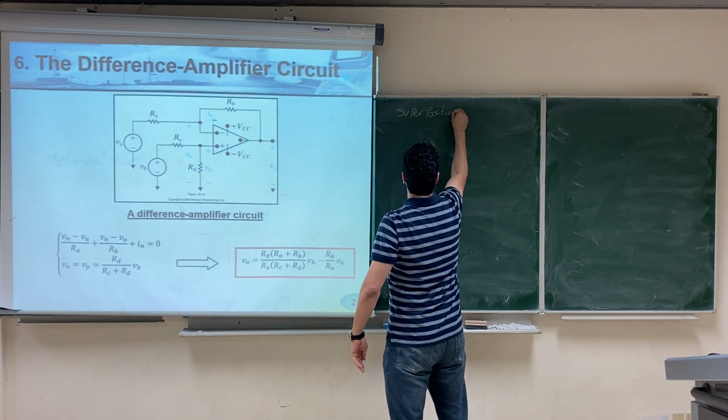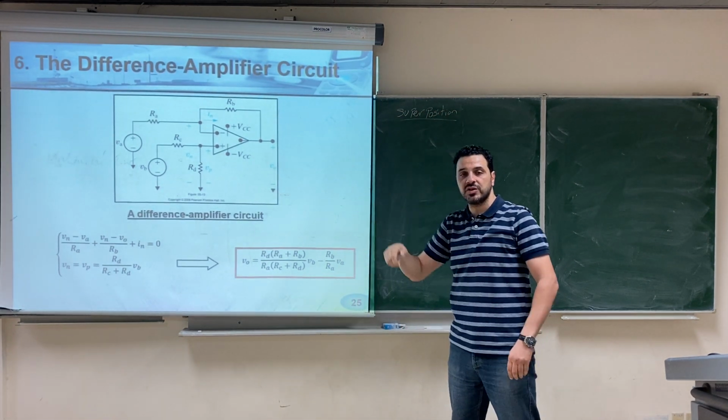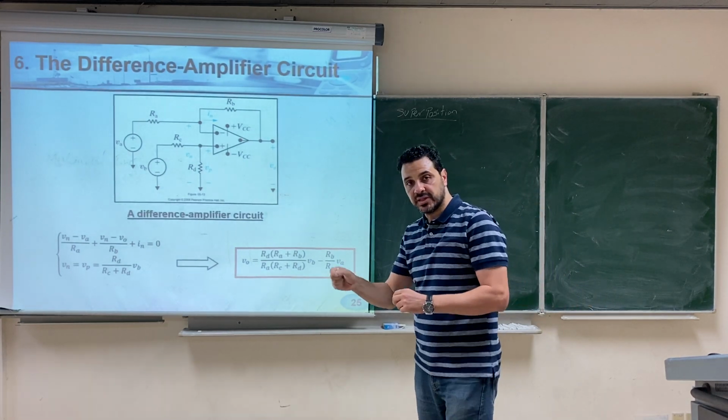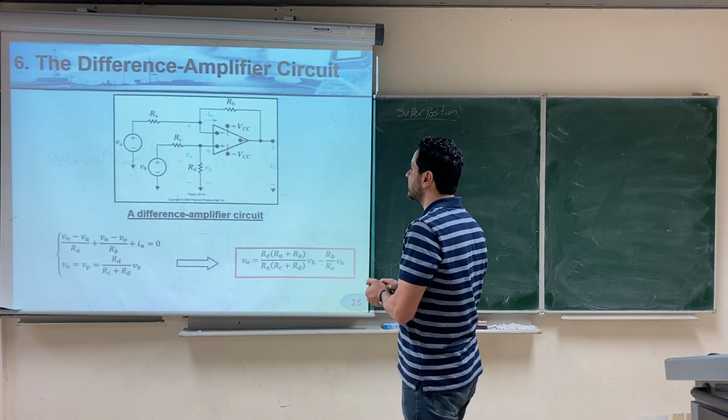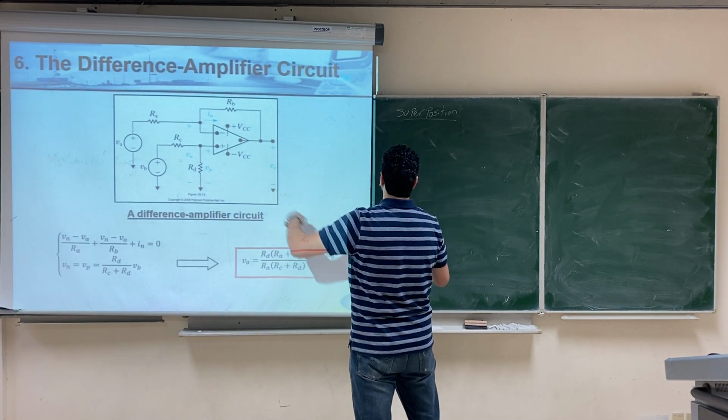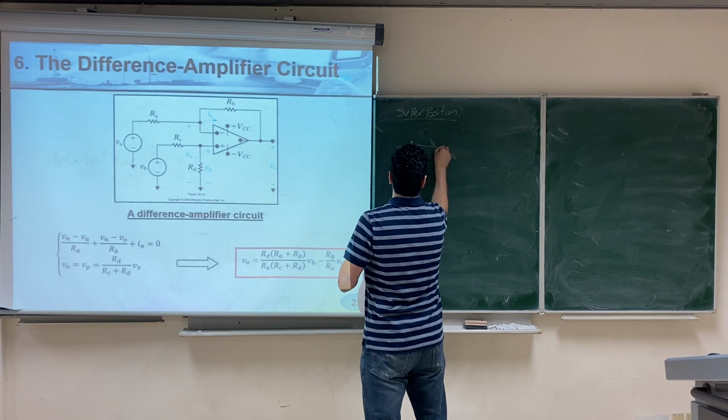And I want you to solve this circuit by yourself. After you watch the video, go back and try to solve it by yourself to just make sure that you can analyze the op-amp circuit. So we'll consider only the source VB, so the circuit will look like this.